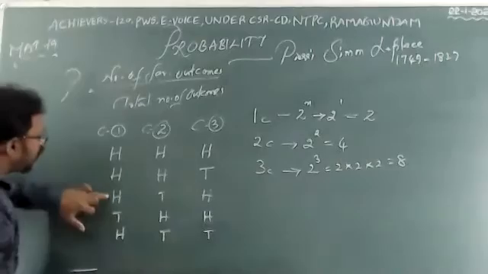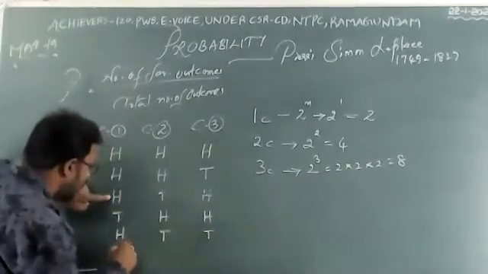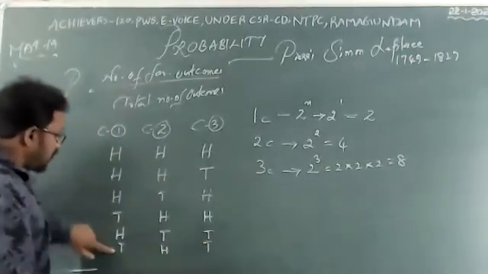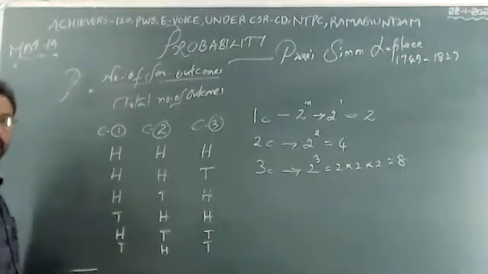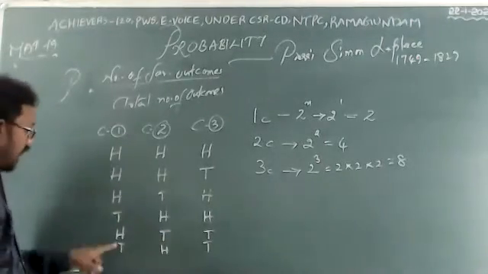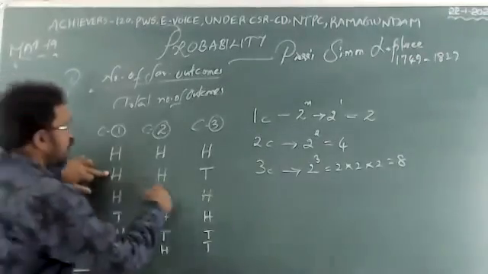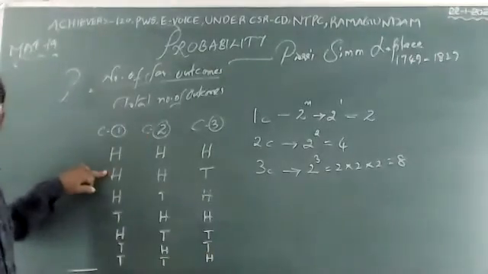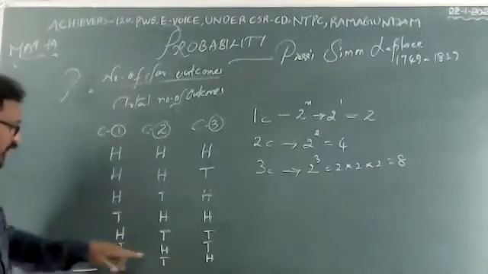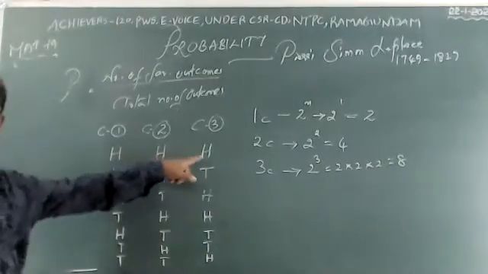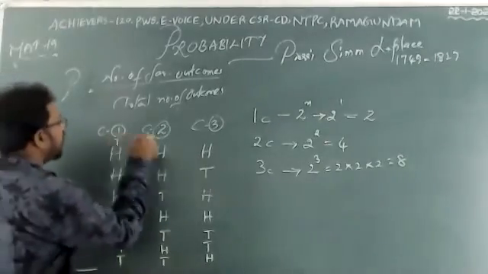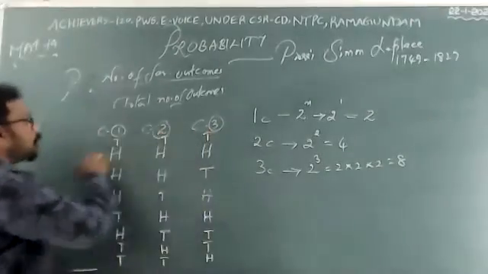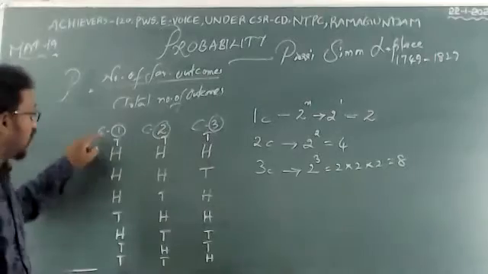And see, this is complicated. Now comes this one, H T H. Then T H T, H T H, T H H. And this is complete. Now here H H T, T T H. And finally all the H, you can see T T T. The last one, T T T.